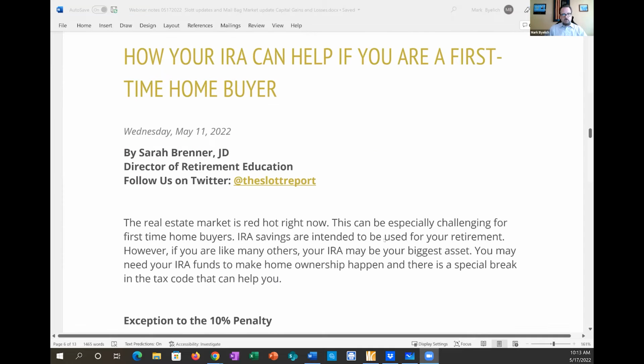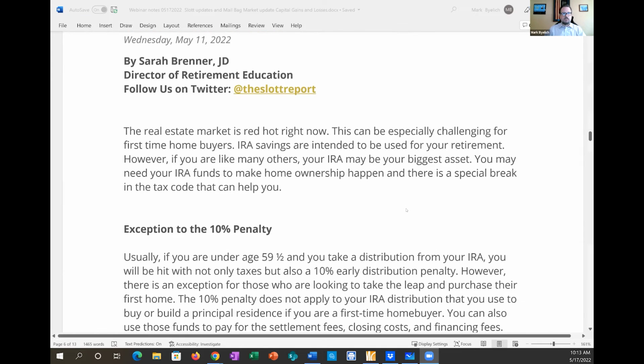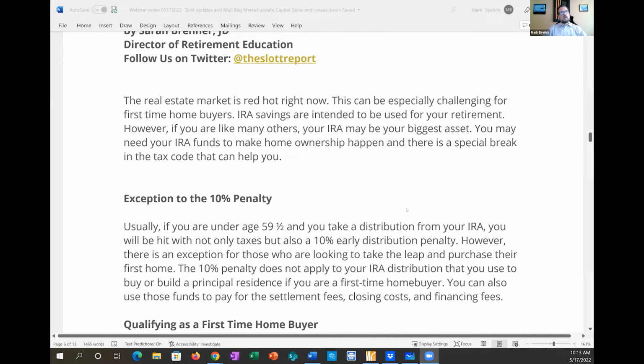Okay, so this is the article by Sarah Brenner. You've all met Sarah. How your IRA can help if you are a first-time home buyer. So let's read through this. This may not be helpful for you folks, although I don't remember the exact rules, you can become a first-time home buyer again in your lifetime, even if you bought a home before. But you may have children or grandchildren who are in this position, and this may be helpful when they're thinking about buying that home and needing all the resources they can get together. So the real estate market is red hot right now, she writes. This can be especially challenging for first-time home buyers.